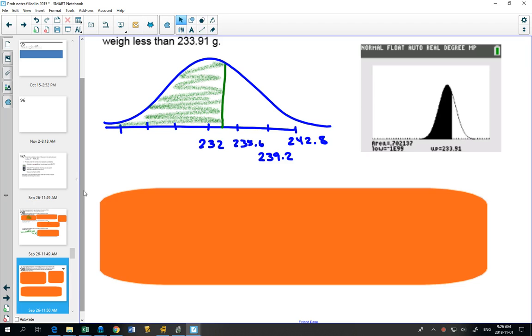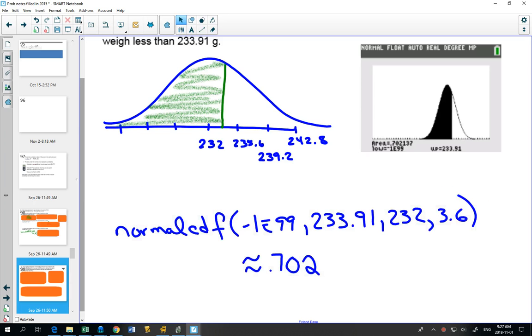There's the picture on your calculator. If you went normal CDF from -1E99 up to 233.91 with a mean of 232 and a standard deviation of 3.6, you get 0.702. So try typing that into your calculator to see if you get the same value.